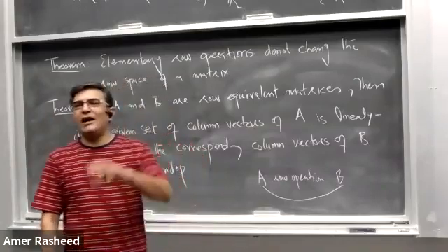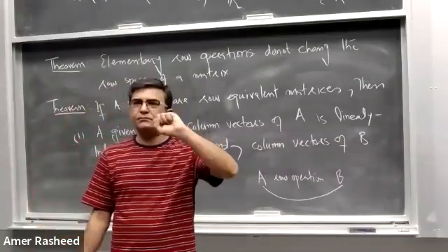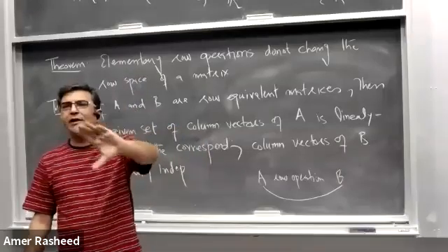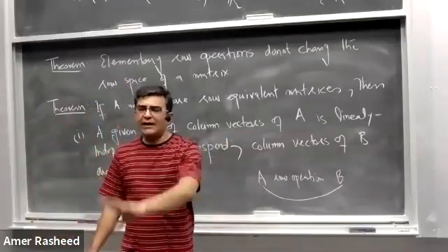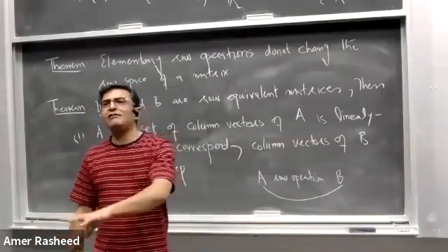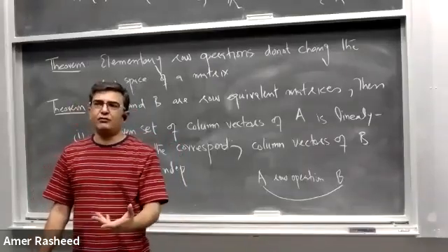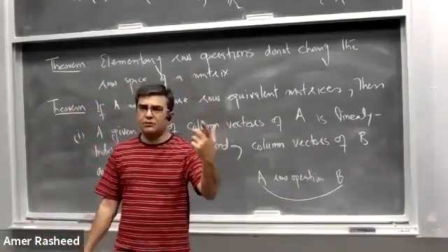So we have matrix A, and we applied elementary row operations on it. We get another matrix B which is in the echelon form or reduced echelon form. These two matrices are row equivalent. Okay.